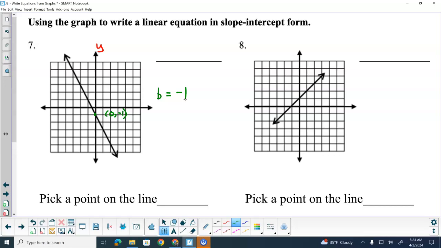Slope. What do you got for a slope on this one? Okay. So if I go up 2, that would be +2 for my rise. Agree? And if I go left 1, that would be -1 for my run. Or we could have gone down 2 for my rise and right 1 as a +1. Either way, we get 2 over -1 or -2 over +1.